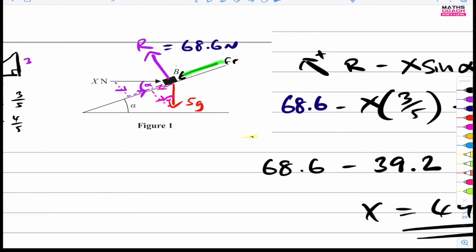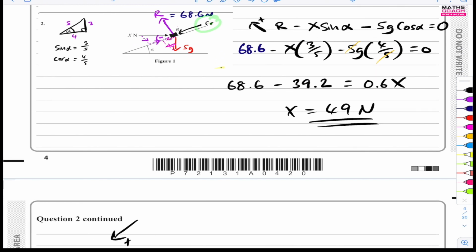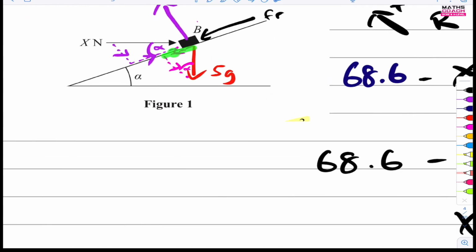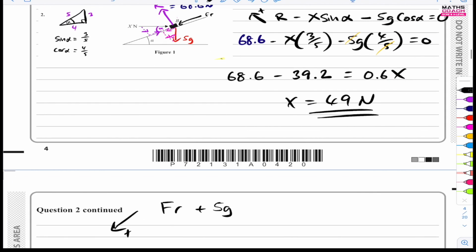So in total, 1, 2, and 3, okay? 3 forces. So because f of r is positive, I'm just going to keep that positive, so positive f of r. What else is positive is the 5g's pink one that's going down the plane. So it's going to be plus 5g, and this 5g's this side here is opposite, so it's going to be sine. So it's going to be 5g sine alpha. Okay, again we're going to use that 3 over 5 for sine alpha.